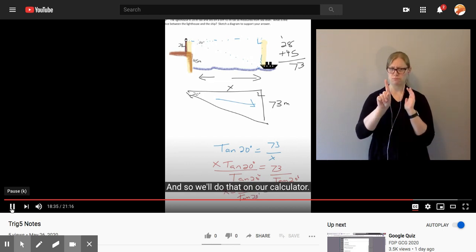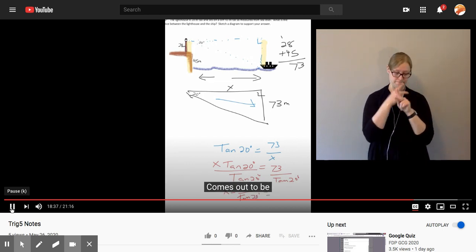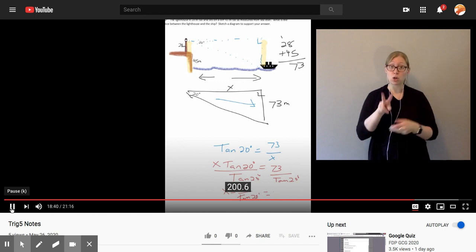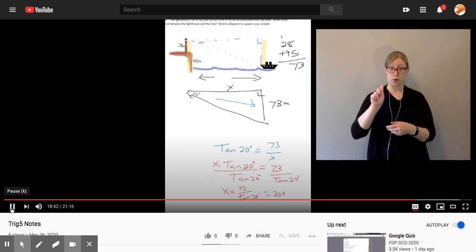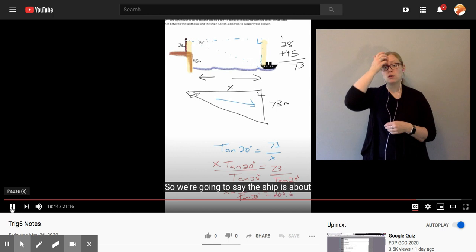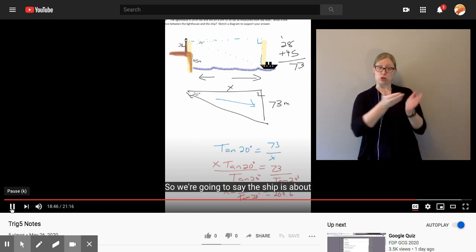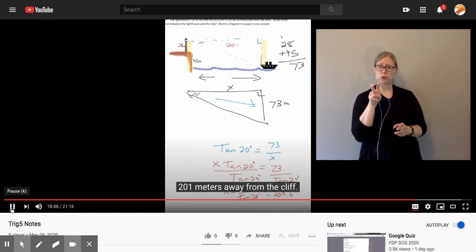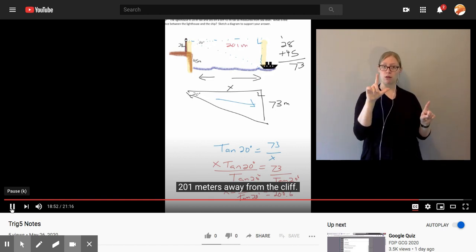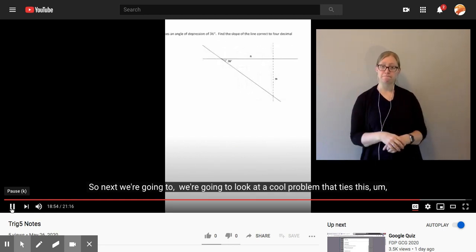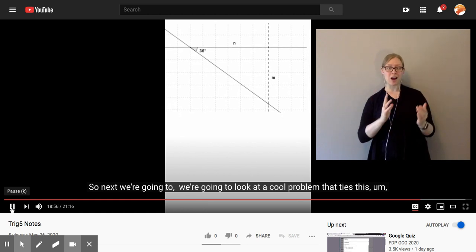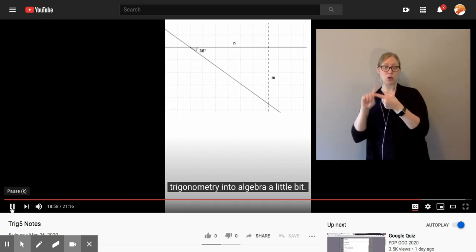And so we'll do that on our calculator. Comes out to be 200.6. So we're going to say the ship is about 201 meters away from the cliff. So next we're going to look at a cool problem that ties this trigonometry into algebra a little bit.